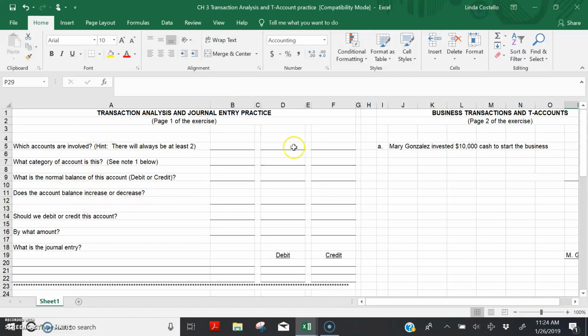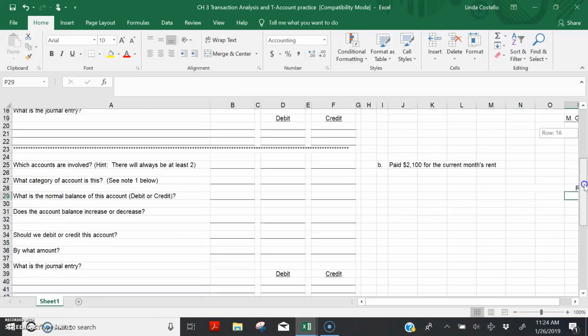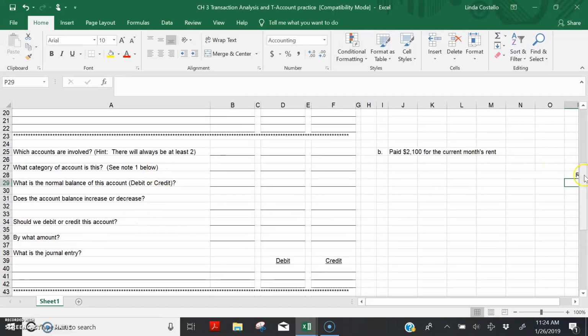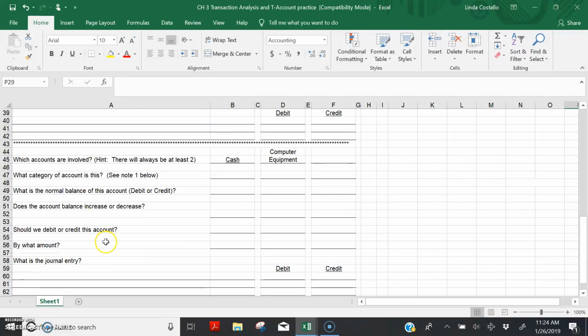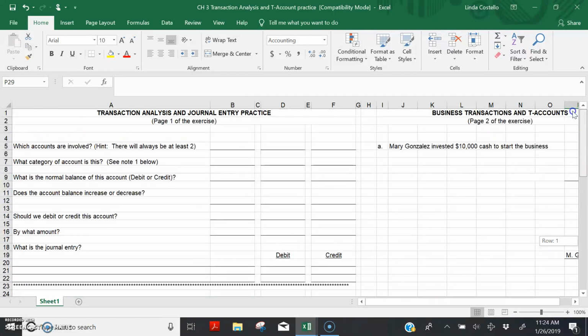First of all, there are 3 identical sections. This top section here is identical to the middle section and to the bottom section. That means that you can use this worksheet to analyze 3 different business transactions. To analyze a business transaction, you need to first read and understand the transactions. In our first example here, Mary Gonzalez invested $10,000 cash to start a business.